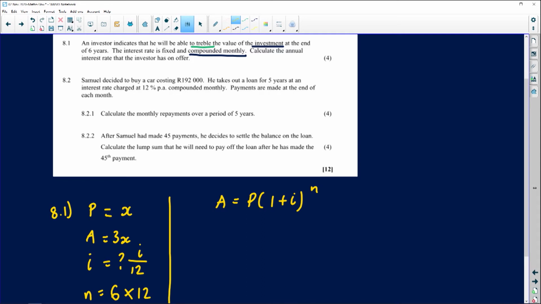As a mathematician, I want to make I the subject of the formula. It's up to you how you actually want to work with it, all right? So what I'm simply going to do here, I'm going to actually substitute my A as 3x. I'm going to put P as x.